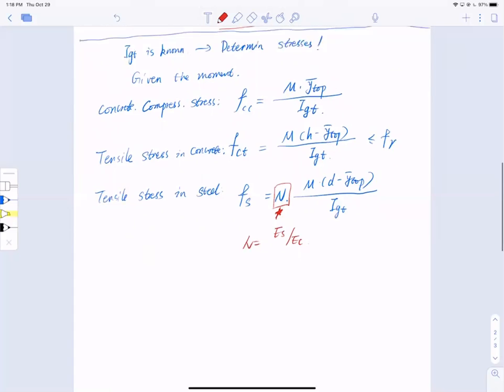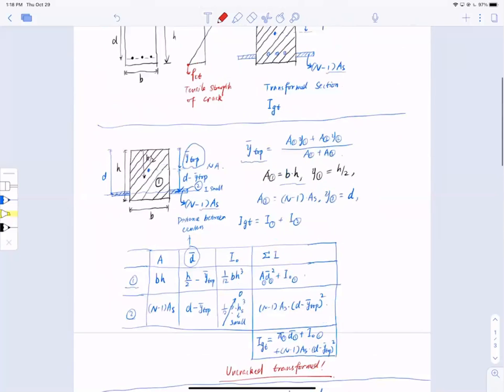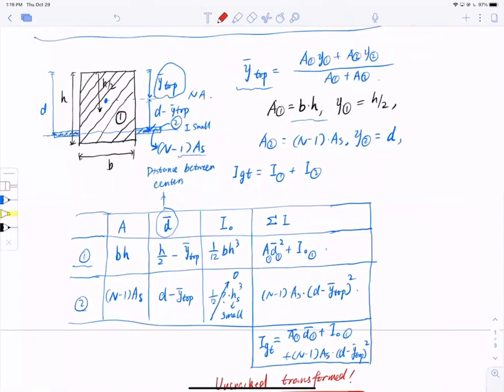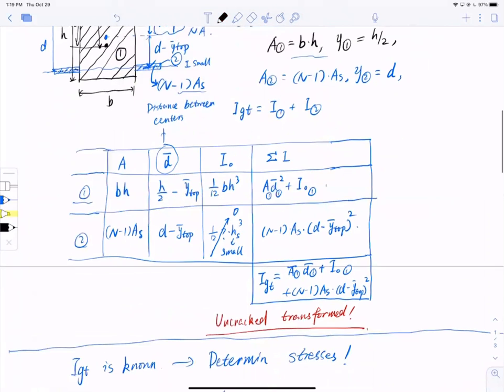When I calculate IGT, D1 is the distance from the center of this shaded black area, which is half H, to the center of the whole section, which is Y top. So that is H minus Y top. You mean is it squared?